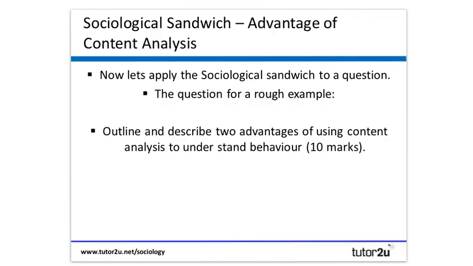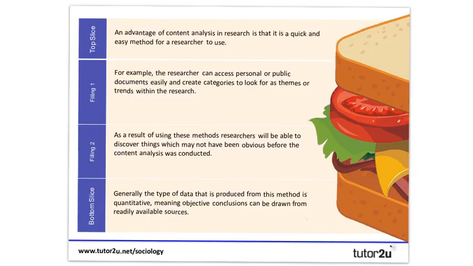In terms of an example, what we're going to look at for a 10-mark question is: outline and describe 2 advantages of using content analysis to understand human behaviour. Now, this is the sociological sandwich for that particular question. So you can see at the top slice, an advantage of content analysis is that it's a quick and easy method for a researcher to use. The example that we're using here is that the researcher can access public or personal documents easily and create categories to look for as themes or trends within the research.